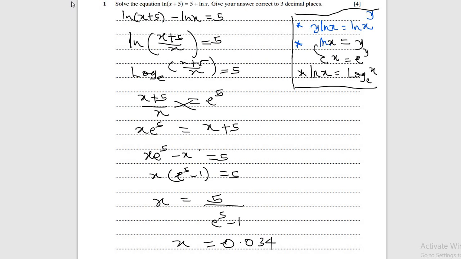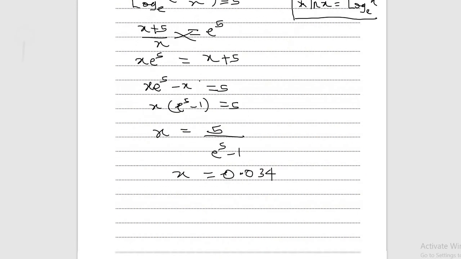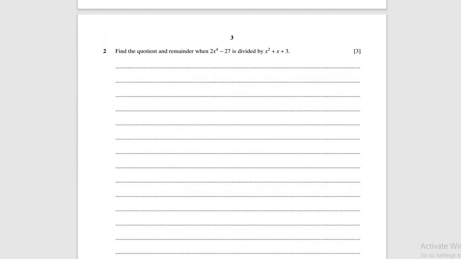So 3 decimal places, 3 numbers after the decimal point. That's it for the first question. Now for the second question. We have to find the quotient and remainder of this polynomial. We have to find quotient and remainder.